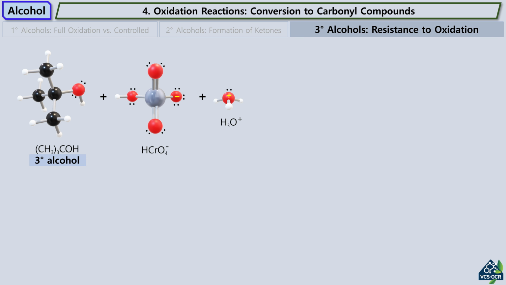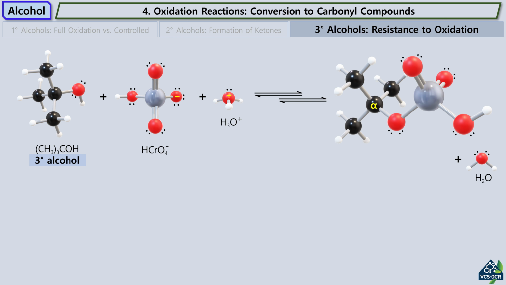Tertiary alcohols are notably resistant to standard oxidation. While the oxygen atom can still attack the chromium reagent to form a chromate ester intermediate, the process stalls at the elimination step. This is because a tertiary alcohol has no alpha hydrogens. The central carbon is bonded only to other carbons. Without an alpha proton to remove, the base cannot trigger the elimination necessary to establish a C=O pi bond. Breaking a stable C-C bond to force oxidation would require extreme conditions. So, under standard laboratory protocols, tertiary alcohols remain unreactive.